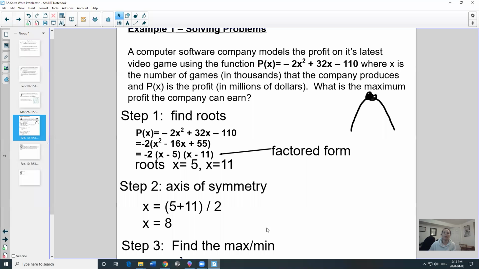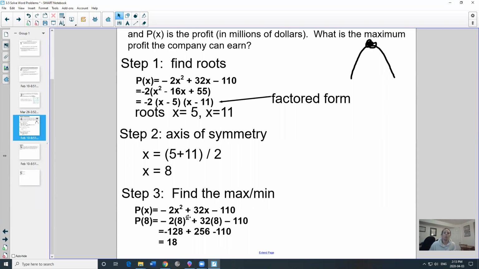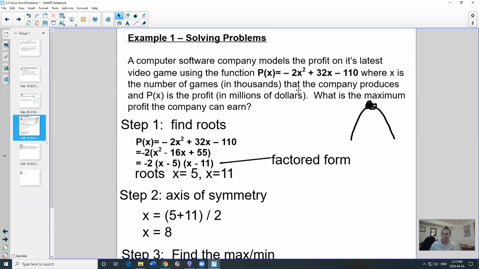And when you look at the math that we did, there's the axis of symmetry at 8, that's the x coordinate, and then the y value or the maximum would occur at 18. So this does work. You could have plugged this in, graphed it, and looked for the vertex.